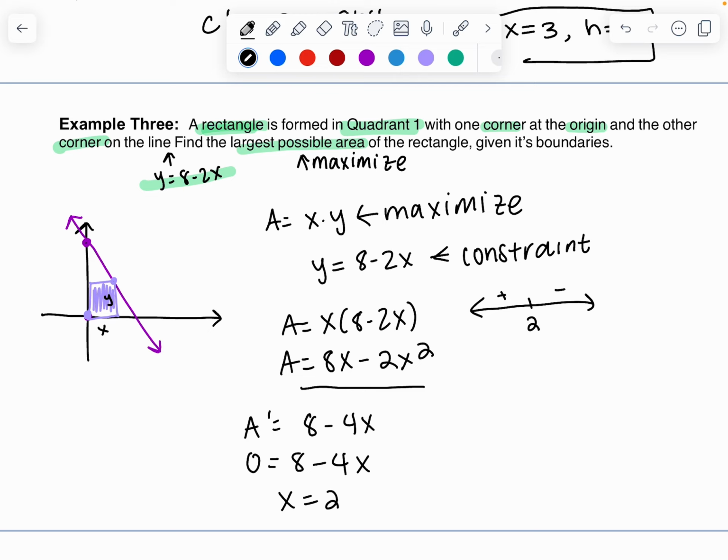And so then the final answer says find the largest possible area. So I actually have to find the area here. But I now know that the x value is 2. I'm going to go back to this equation to find the y value. 8 minus 2 times 2 is 4. So the y value is 4. Therefore, the area is going to be 2 times 4. So the area equals 8. It didn't tell us which units to use, and so it should be 8. Wait, hold on, let me make sure I did everything correct. Yeah, 8 units squared. And that should be it.